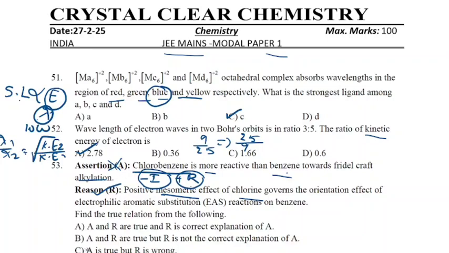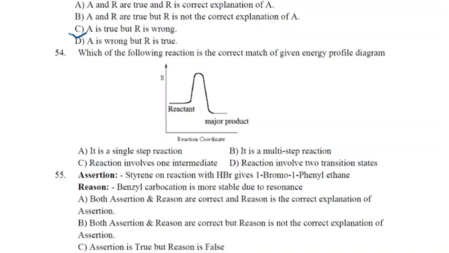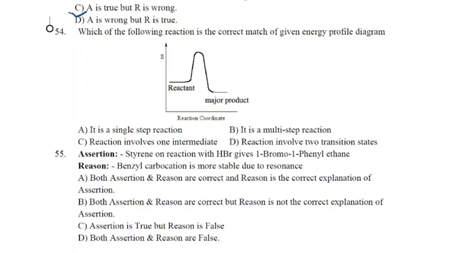Right? Now, let's move to question number 4. Which of the following reactions is the correct match of the given energy profile diagram? So if we look at the diagram, the reactants, after getting the activation energy, directly convert into the products, so we can say it's a single step reaction, right? So it is a single step reaction.